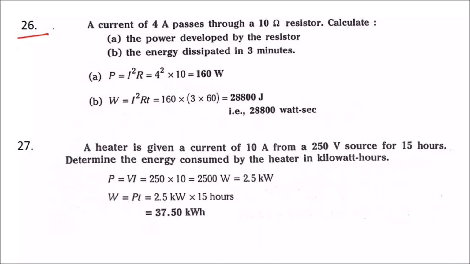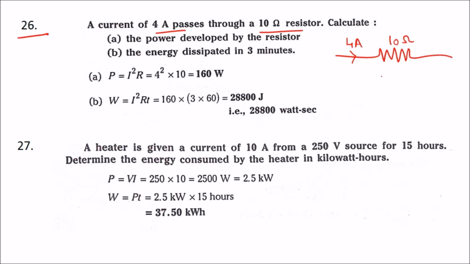Problem number 26. A current of 4 amp passes through a 10 ohm resistor. Calculate the power developed by the resistor, and the second part is to calculate the energy dissipated in 3 minutes. So we have to find the power and energy. Let us assume one 10 ohm resistor, where the current of 4 amp is passed.